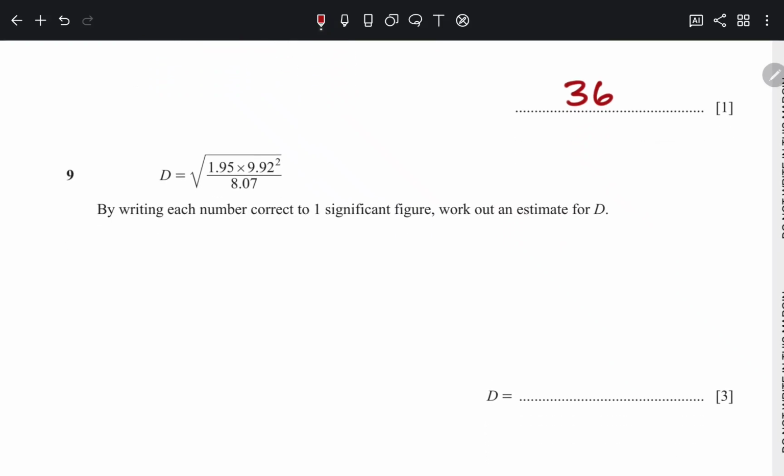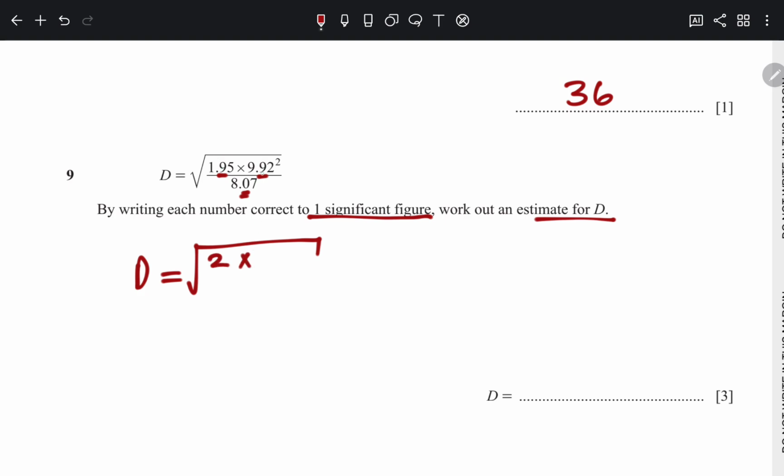Now we are here. D is the square root of 1.95 times 9.92 squared over something. Then they say, by writing each number correct to one significant figure, work out an estimate. So this is going to be nice because we are going to round off all these things to 1 SF, then we can find an estimate. If you're rounding off to 1 SF, you're looking at SF number 2 for all of them. So here, for 1.95, SF number 2, is it 5 and above? Yes.